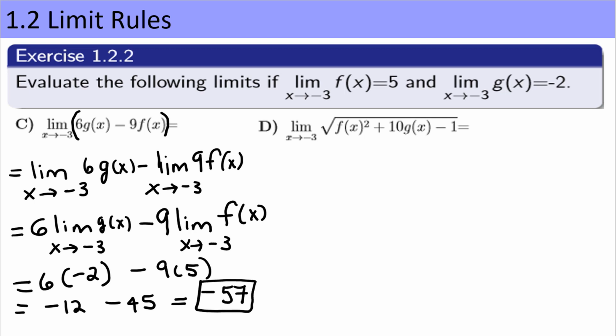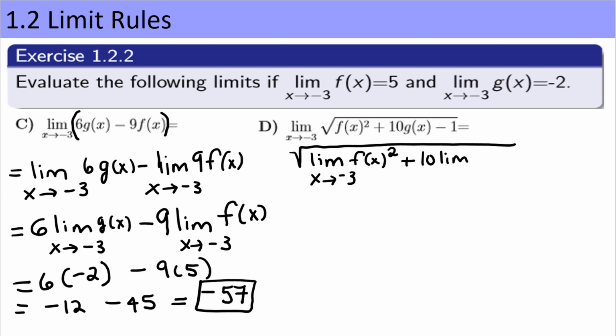Okay, let's do this again for part D. The limit as x approaches -3 of the square root of f of x squared plus 10 times g of x minus 1. Let's apply the root property first. So we will now rewrite this as the square root of the limit as x approaches -3 of f of x squared plus, I'm going to go ahead and write the 10 on the outside of the limit symbols. That's the constant times a function.